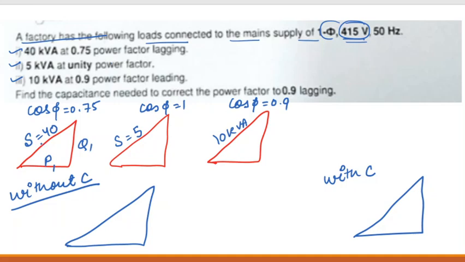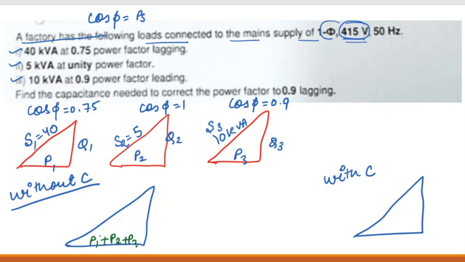P1 from S1, right? Clearly you can get it, because you know cos phi and S. Similarly you can get S3 and Q, yes or no? So you combine all this and make a single power triangle.